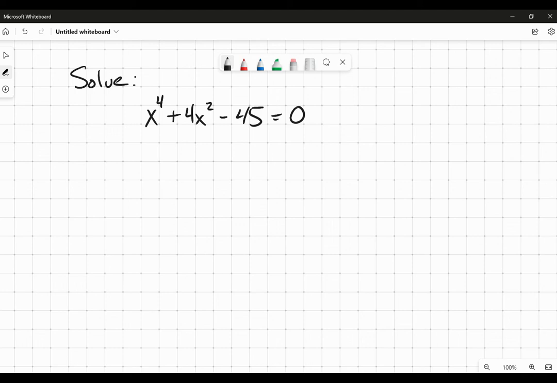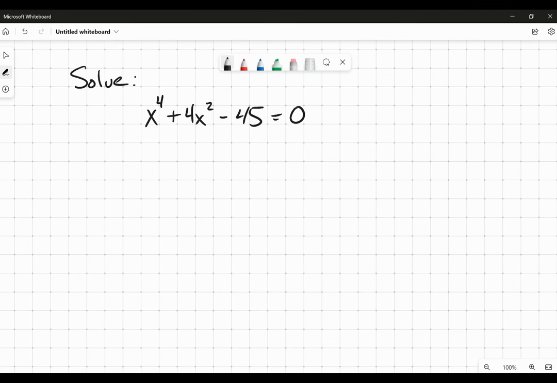Hi everybody. In this video we're going to solve this equation: x to the fourth plus 4x squared minus 45 equals 0. I'm going to approach this in a way that I have been showing students recently how to factor something that looks like this, because there's actually, in a sense, a couple of layers to the algebra in this problem.